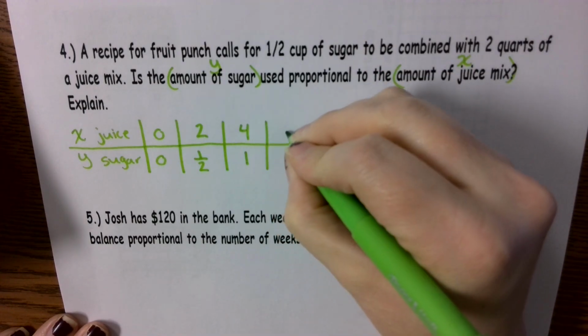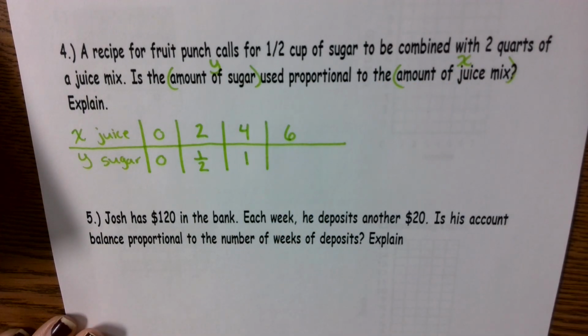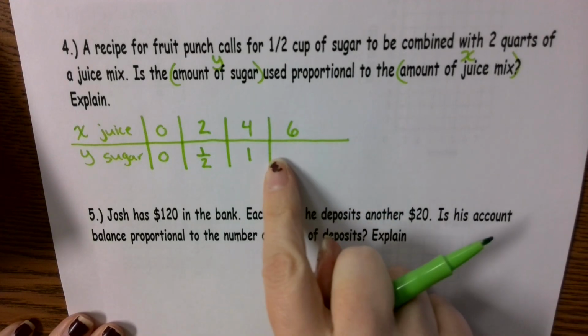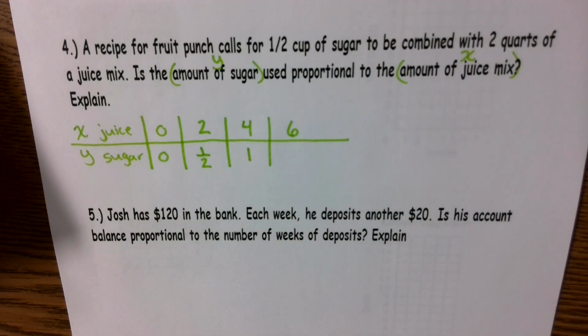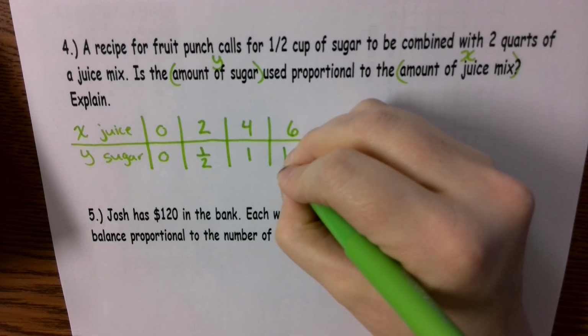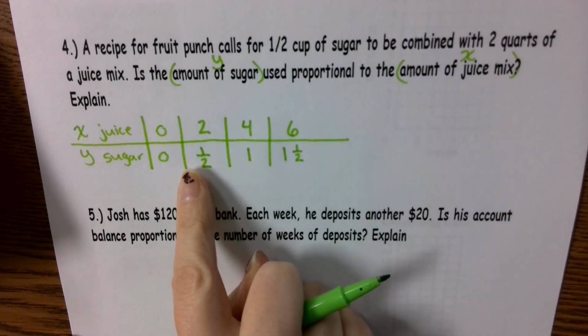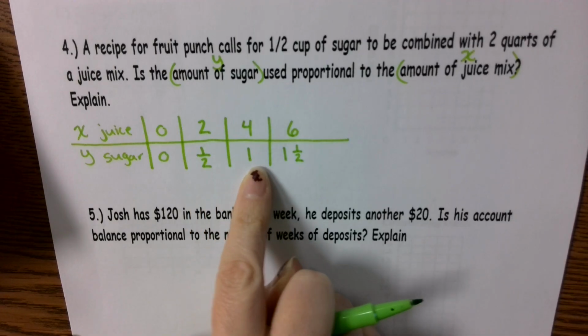I'm going to count by 2 again. I'm going to go to 6 cups or 6 quarts of juice. 6 quarts of juice. How much sugar will I have? 1.5. Right? 1.5. See, if I'm counting here by 2s, then I'm counting here by halves.